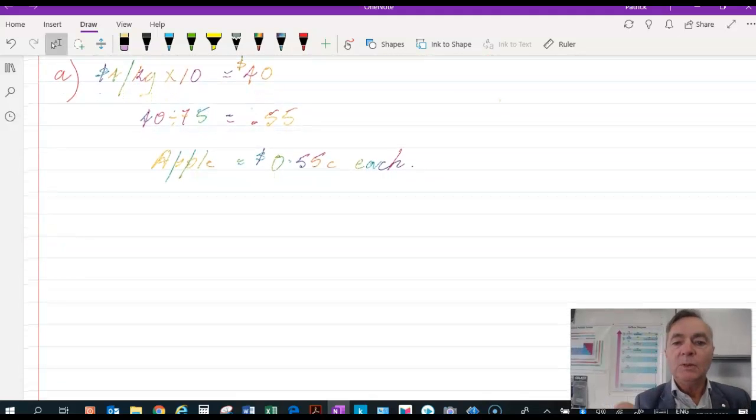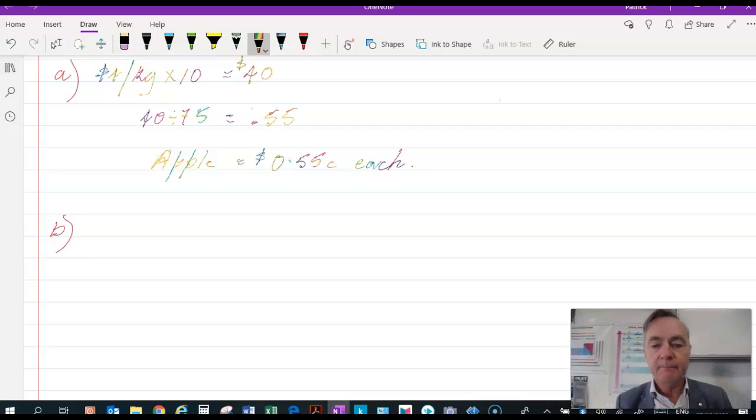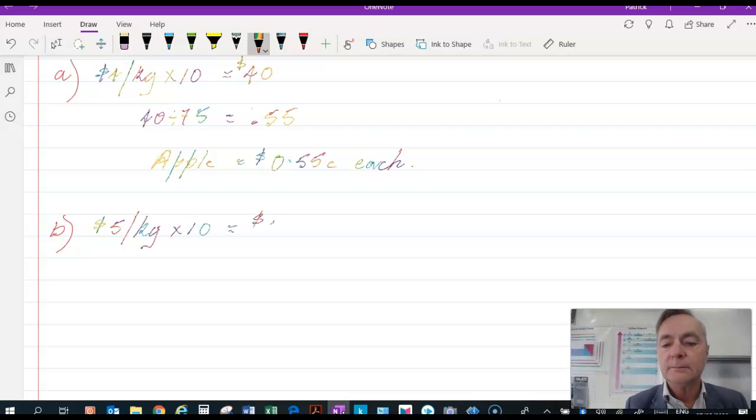So we're going to go to part B. Back to my favourite pen there. They're $5 per kilo, and of course, multiplied by 10 is going to be $50. We're going to follow the same procedure. We'll divide 50 by 75. The apple's going to be a bit dearer.